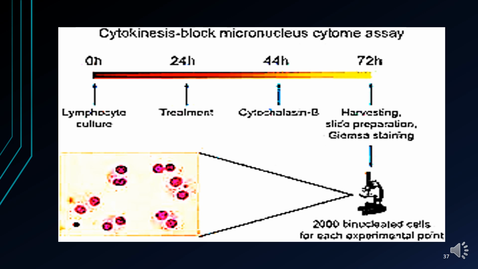Here, this is the procedure for the micronucleus test. Initially, we have to select the lymphocyte culture, then treat it with the test substance, and then cytochalasin B will be added. After the treatment with cytochalasin B, cells are harvested and evaluated or examined for the presence of micronucleus under the microscope.